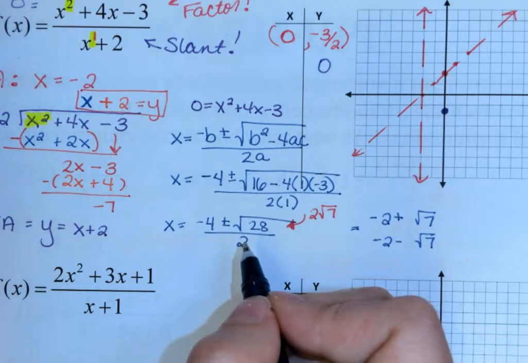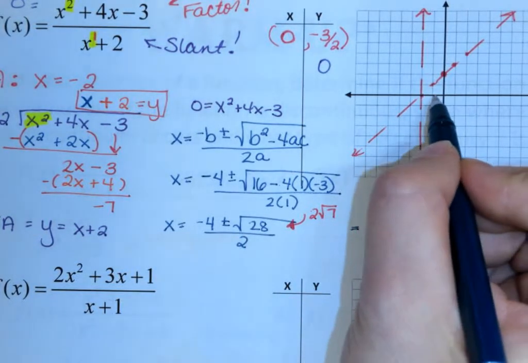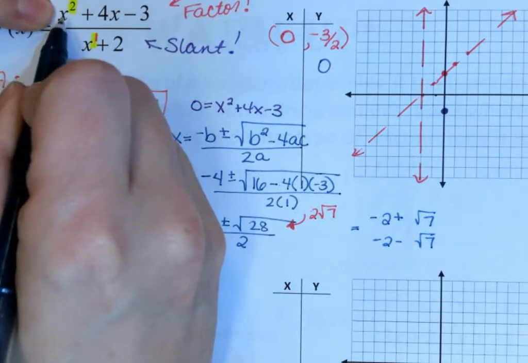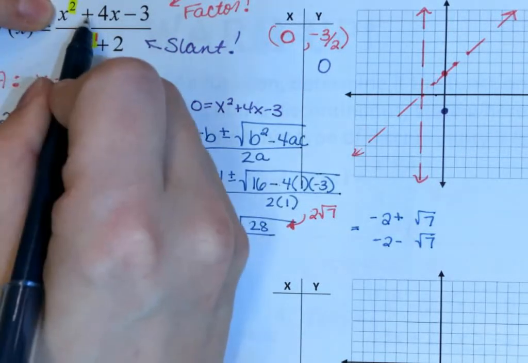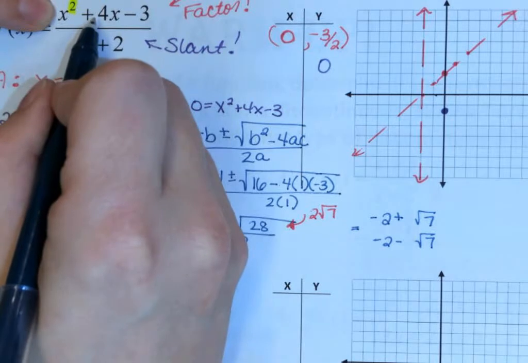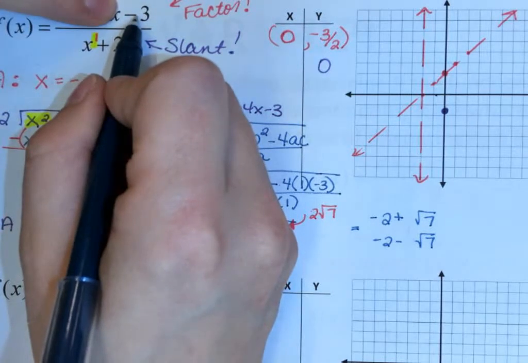And then it's easy if you just pick some other points. I'm going to go with negative 1. When I plug negative 1 in, what is negative 1 squared? 1. Plus 4 times negative 1. So 4 times negative 1 is negative 4, plus 1 is negative 3, minus 3.